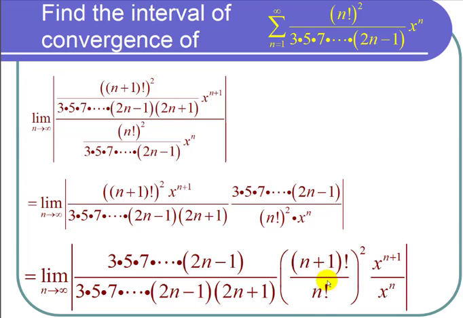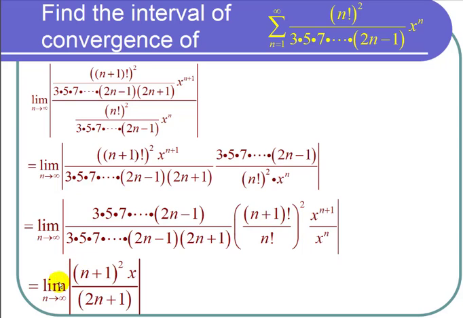n plus 1 factorial over n factorial, that's just n plus 1, because n plus 1 factorial means n plus 1 times n times n minus 1 all the way down to 2 times 1. And the n factorial has n times n minus 1 times all the way down to 2 times 1. So everything cancels except the n plus 1. And x to the n plus 1 over x to the n is just x.